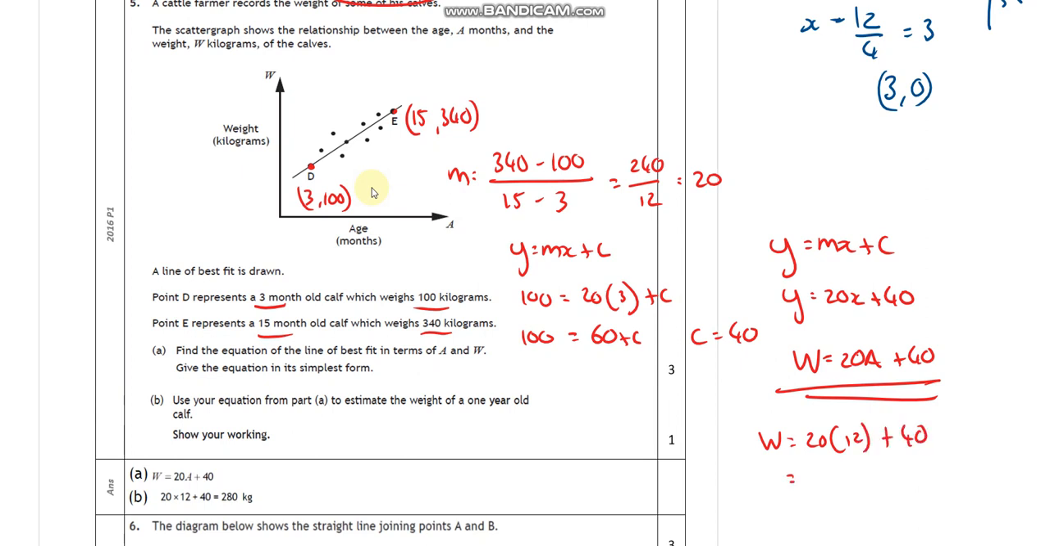Oh, very good, SQA, that's tricky. So 240 plus 40, that's going to be 280 kilograms. Oh, that's a tricky one. So, little curveball from them there, but the skill is the same. All you're doing is substituting.